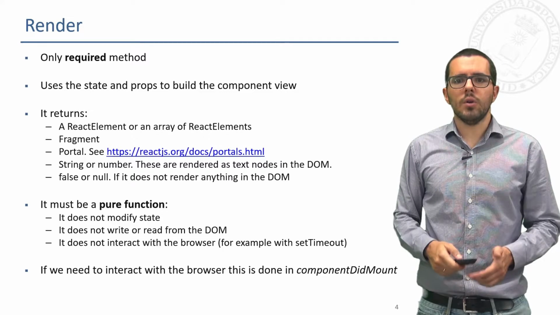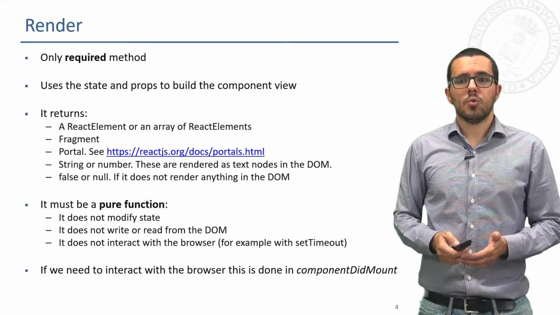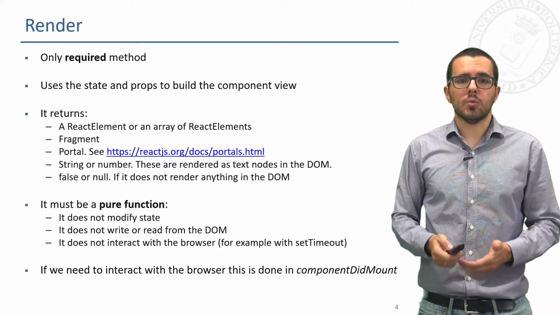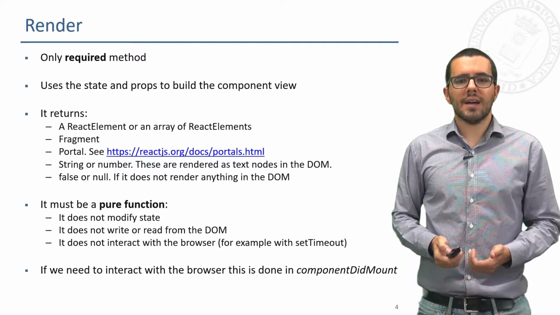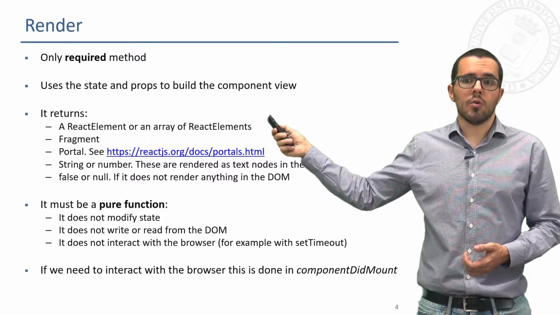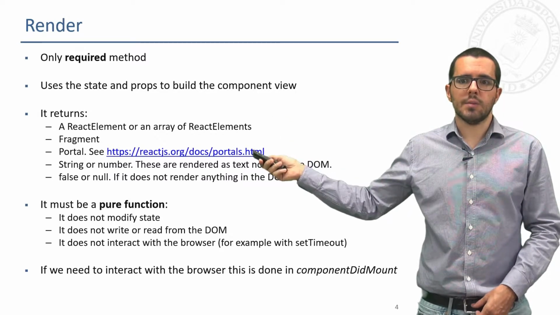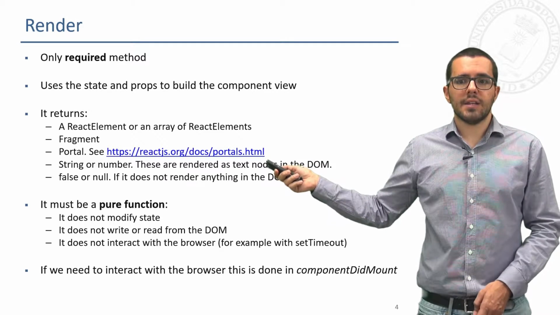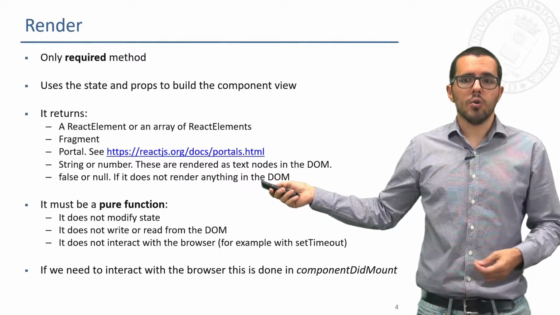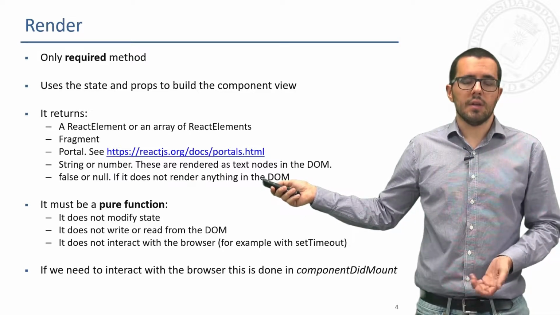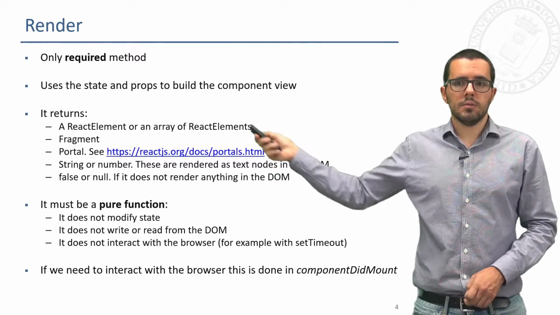Render. Render is the only required method. It uses the state and props to build the component view, to return what will be rendered. So it can return a React element or an array of elements, a fragment, a portal, you can see more info here about portals, a string or number that will be rendered as text nodes, or false or null, okay, if it does not render anything. These are the possibilities. Most common: React elements.